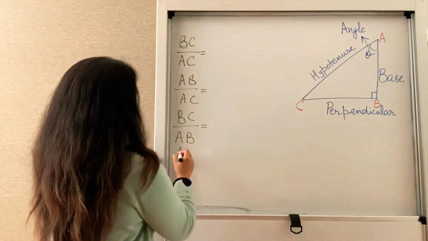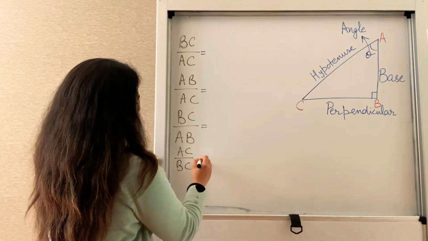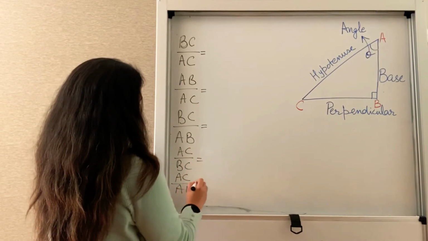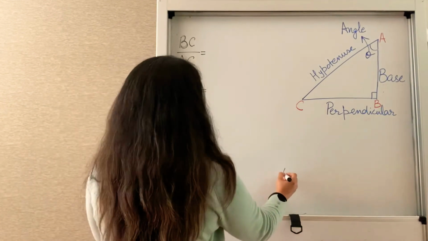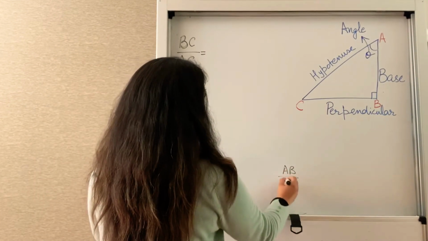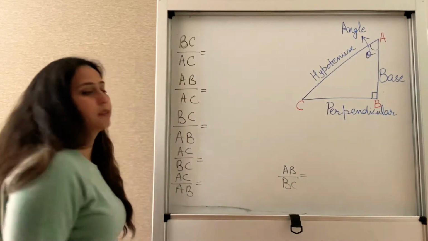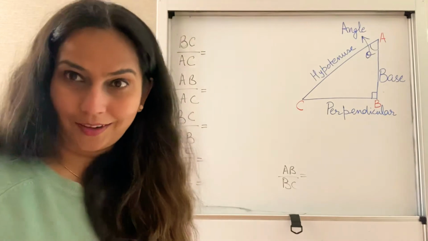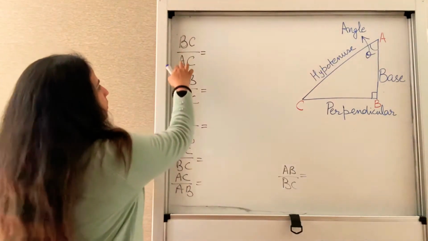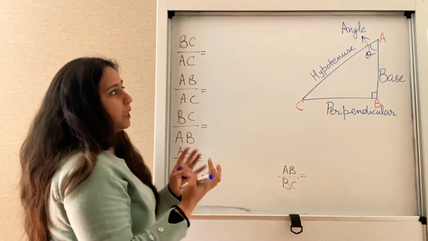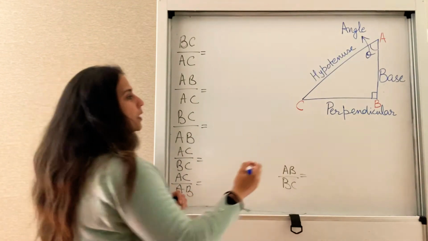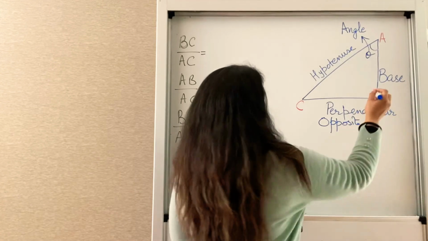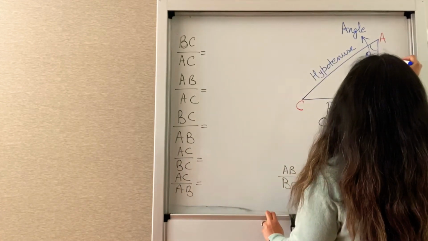So this could have been AC over BC also. This could have been AC over AB also. Or this could have been AB over BC also. So we have in total 6 ratios. Now we have given some names to these ratios. This one, if you write in terms of perpendicular, base, hypotenuse, or if you want to write in terms of opposite, because this is called opposite as well, and adjacent, then we can go with that as well.